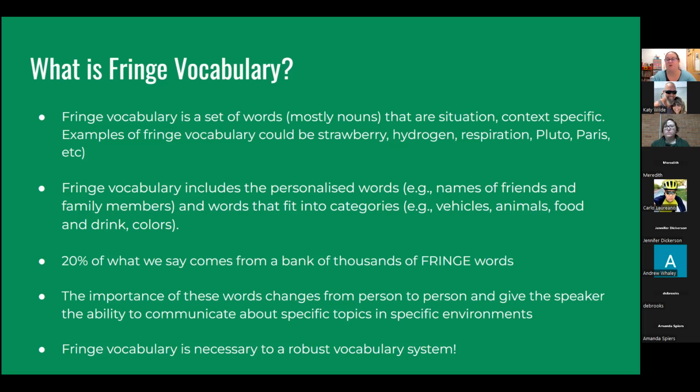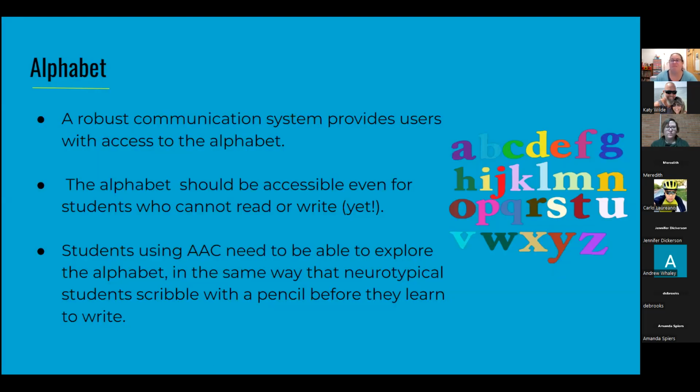So we want to make sure, as we're looking at that robust system, that it meets that 80-20 requirement. And then that final piece we talked about is alphabet access. So we want to make sure that our AAC devices have access to a keyboard that's within the system.